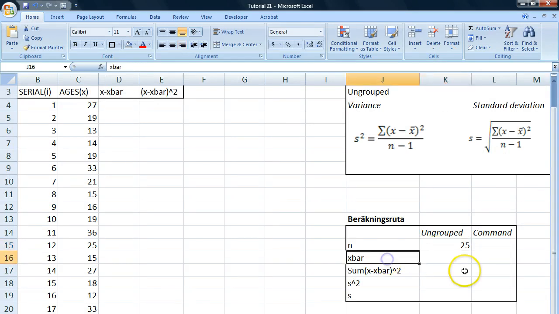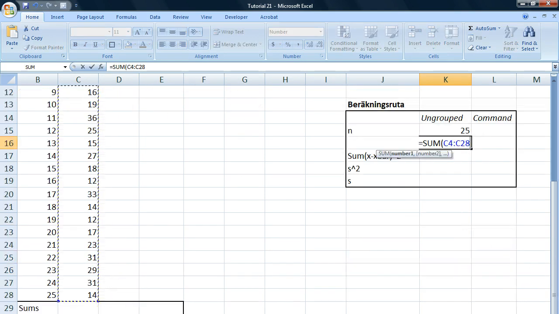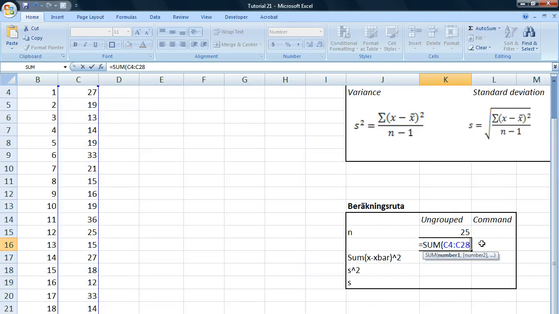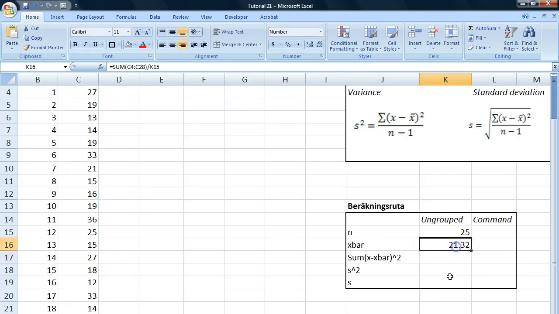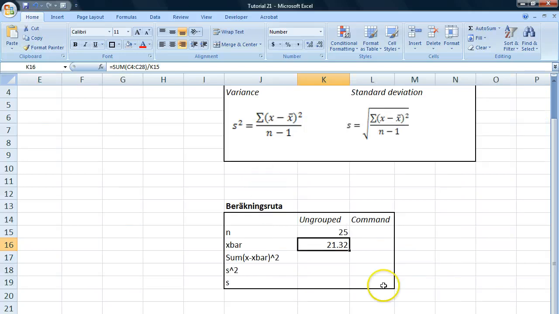In order to calculate the x bar, we need to sum up all of our x values. We select that data right there, we close the parentheses and we divide this by our n. Now, if you're unsure about the average, I encourage you to check the earlier tutorials on the subject because we have discussed it before. Okay, so I hit enter and we get an average of 21.32. So our average age in this material is 21.32 years.